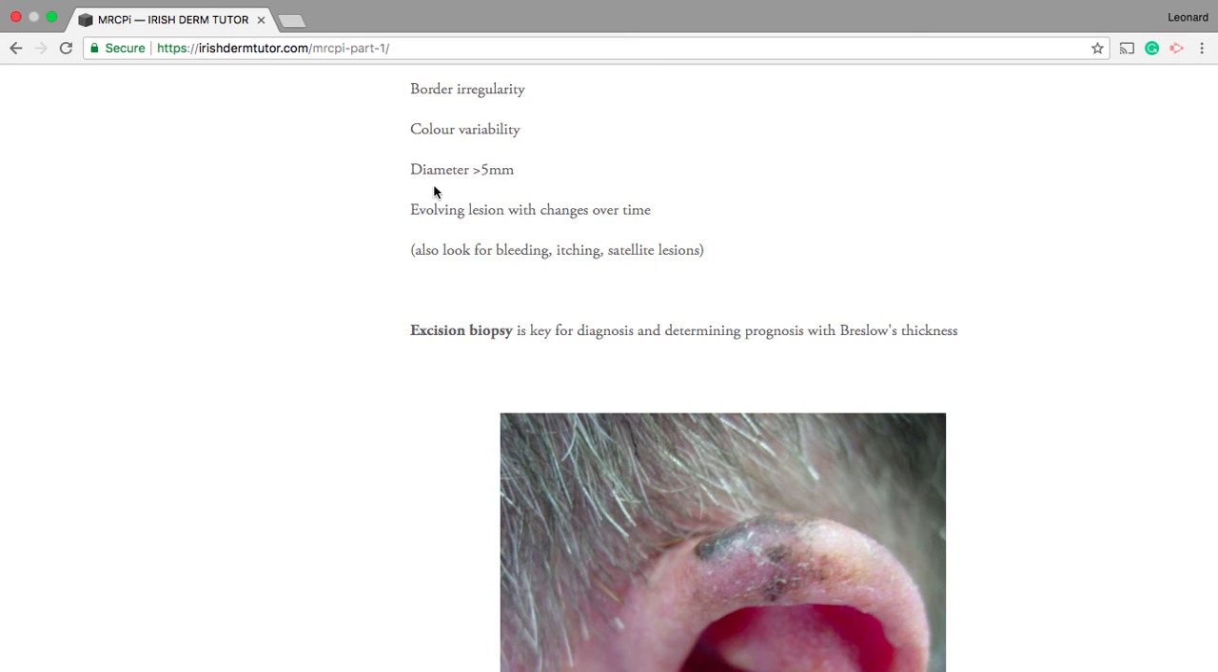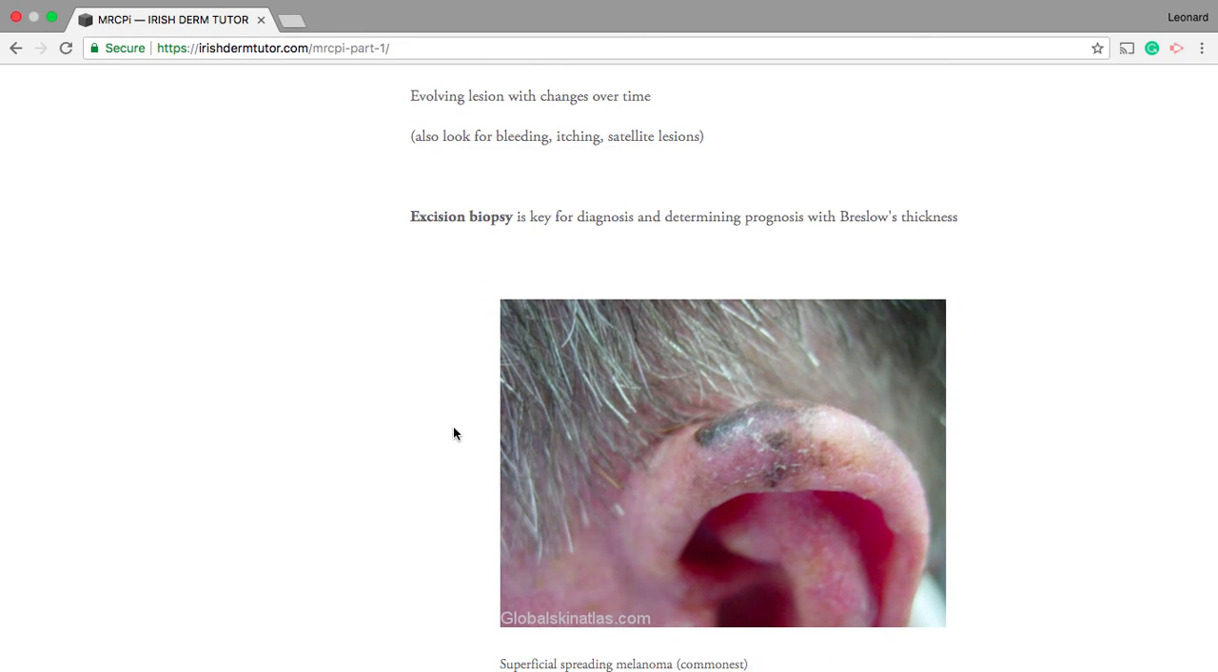And diameter is a criterion of greater than 5 millimeters, which might point to a pigmented lesion being melanoma, but it can be smaller than 5 millimeters as well. And evolving, so if the lesion is changing over time, that's another concern. Other things are bleeding, itching, and little satellite lesions, which can be found away from the primary lesion.